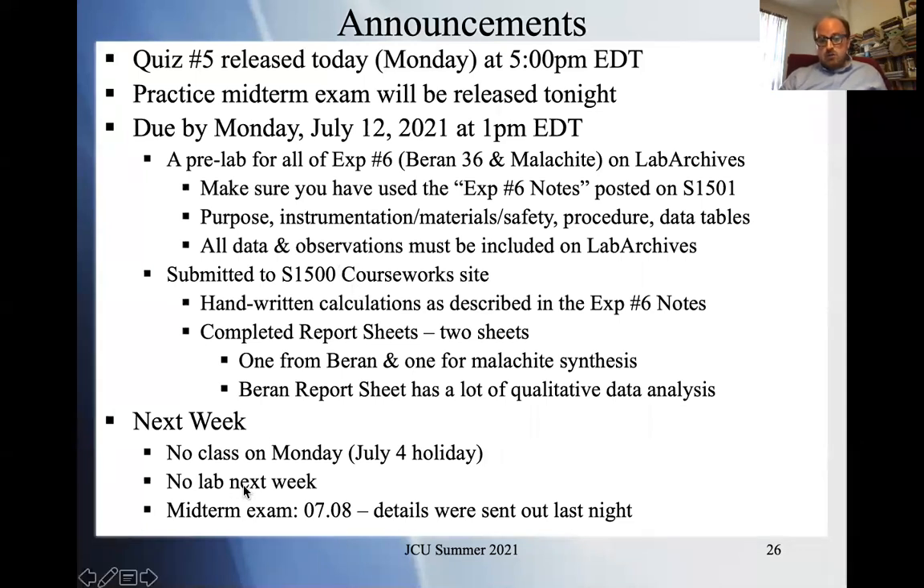Next week, there is no lab, as is stated in the syllabus, because the midterm will be next week. And I did send out all the details about that last night, so please take a look at that announcement for that information. I will also be in touch with a reminder in terms of how office hours will work. Monday, July 5, there will not be office hours. The rest of the week, office hours will be as normal.